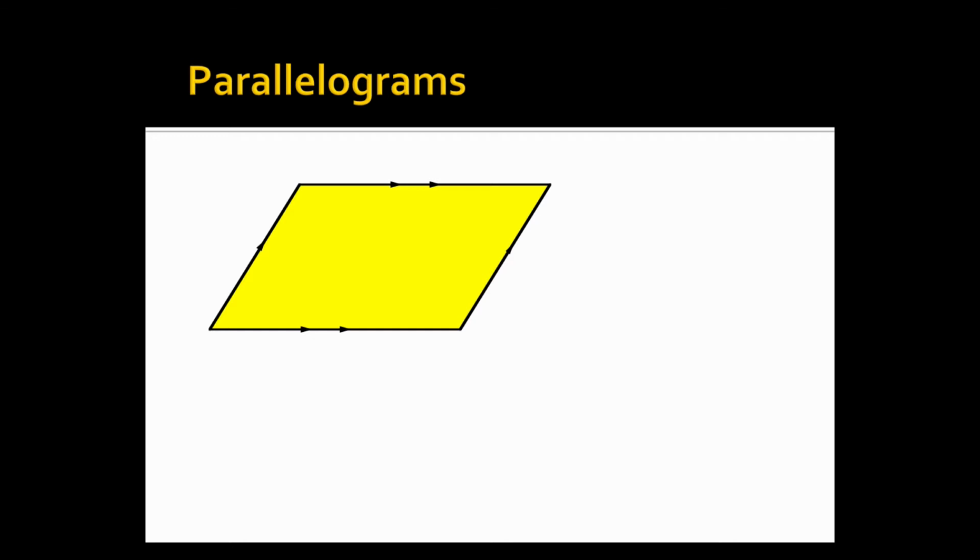Anything else? Yes? Are the diagonals equal, or do they bisect each other? Hold on. Do the diagonals bisect each other? Are they equal, or both, or neither? The 4 possibilities there. They bisect each other, but they're not necessarily congruent. No, they are not. Good. Anything else?